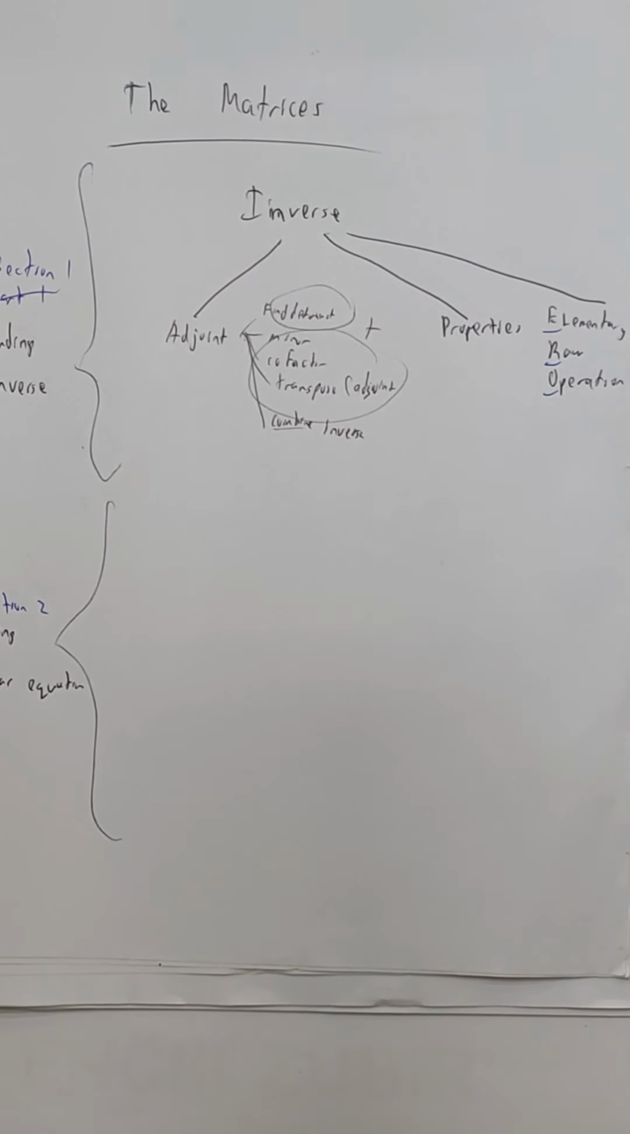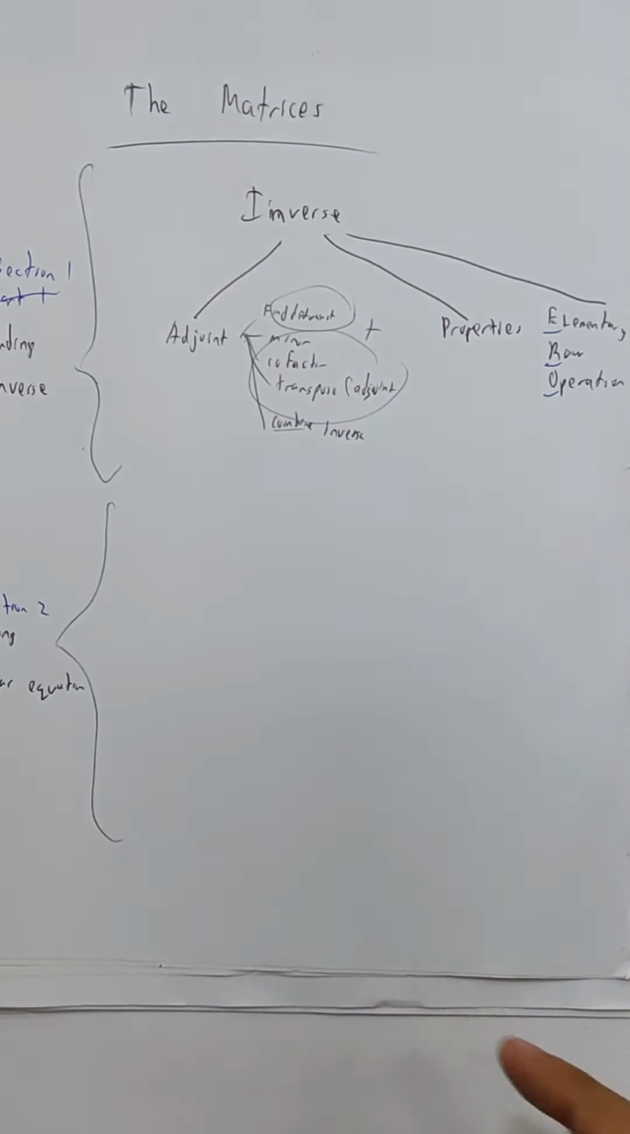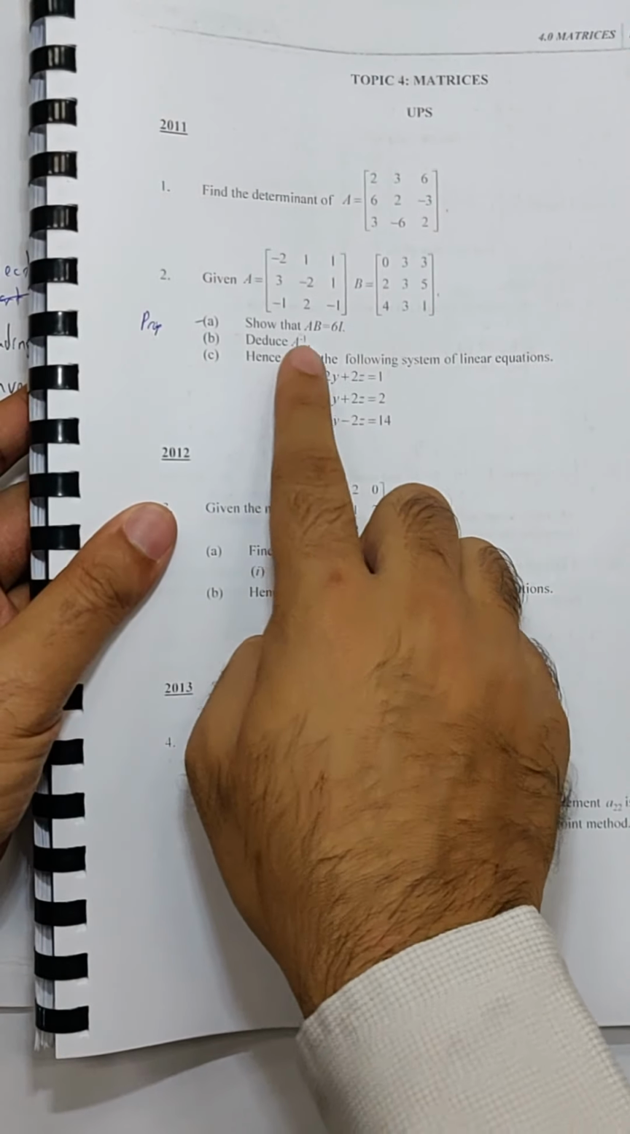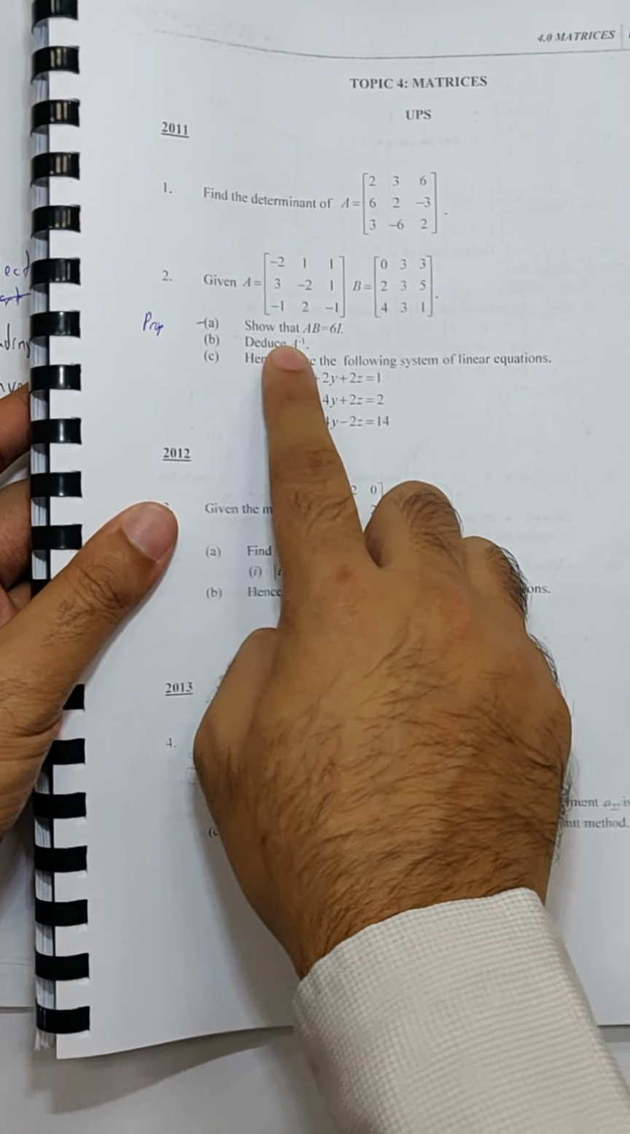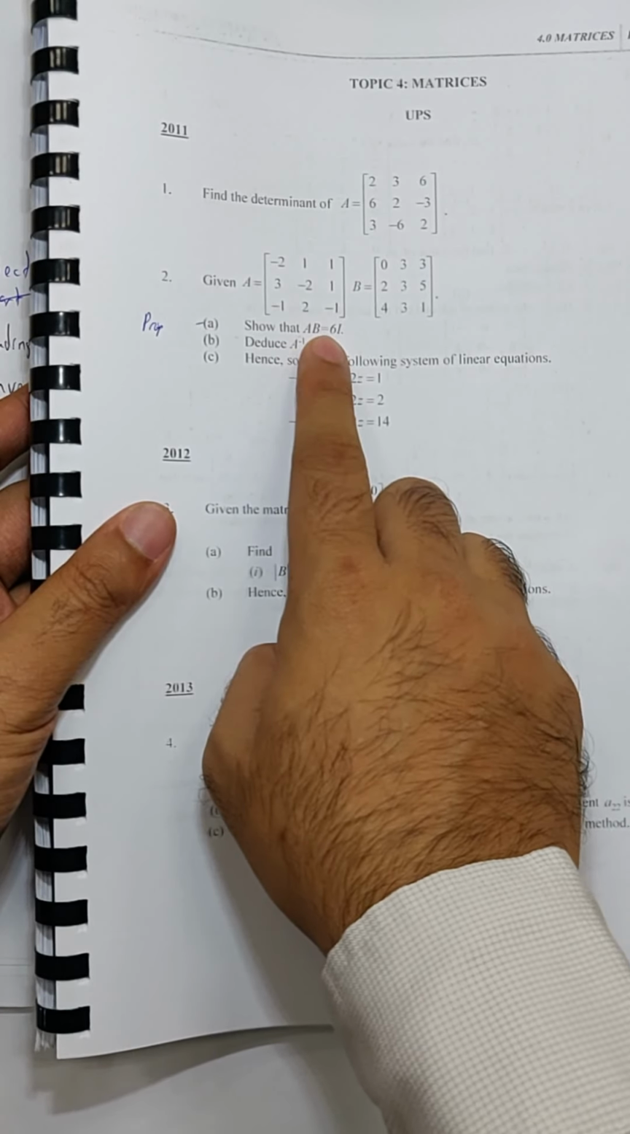How we are going to find inverse is based on the question. If the question gives you some clues, let's say the question says, find the determinant of matrix A, that means you need to use adjoint. If the question shows you something like A, B, 6I, and then suddenly deduce A inverse, you should not use adjoint method. You must use properties method.